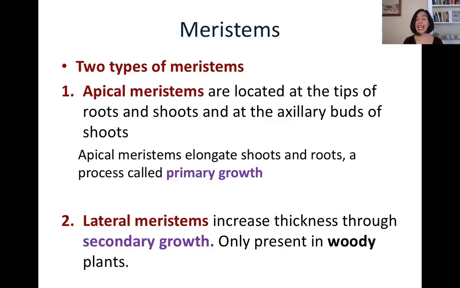Whereas the lateral meristem is going to increase thickness, and that is called secondary growth. But not all plants have secondary growth, and therefore not all plants have lateral meristems. Only woody plants have this type of growth, secondary growth.